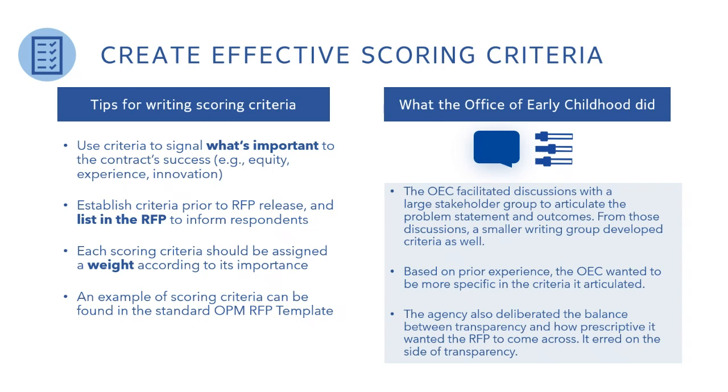And then I think the last bullet here is, we deliberated between the balance between transparency and how prescriptive we wanted the RFP to come across. And in the end, we erred on the side of transparency. And so, the thought that went into that was, as Lars had talked about earlier, there are some really great grant writers out there who might be able to put together a well-written proposal. But we also have providers who are much smaller agencies, and we didn't want them to spend a lot of time trying to sort through our RFP and see what is OEC looking for.